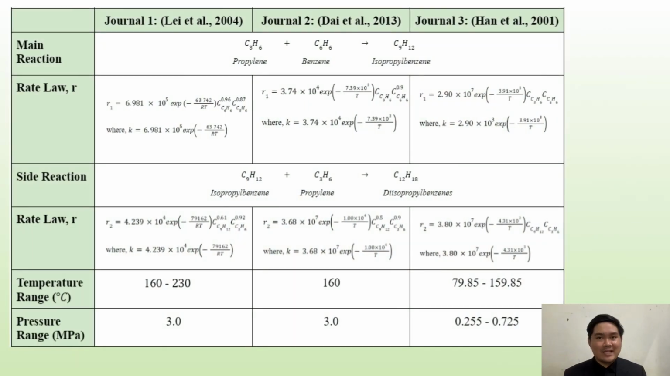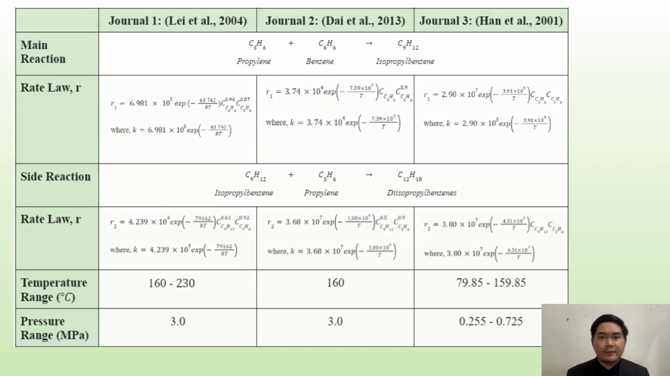Next, I will explain about the reaction kinetics. Reaction kinetics is the study of the rate at which chemical reactions occur and the factors that influence this rate. It involves the reactant concentration and the reaction rate. This is the summary table that shows the differences between three journals related to reaction kinetics. These journals show that the main and the side reactions are the same. However, the rate law for the main and the side reaction for each journal is not the same, as it is influenced by various factors including the values of alpha and beta that we get experimentally. These journals also show the range of temperature and pressure used for each reaction to occur.